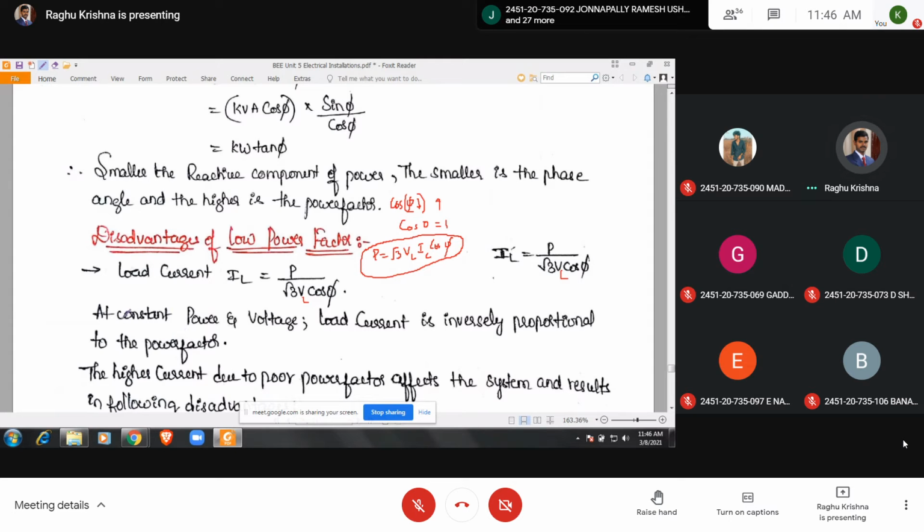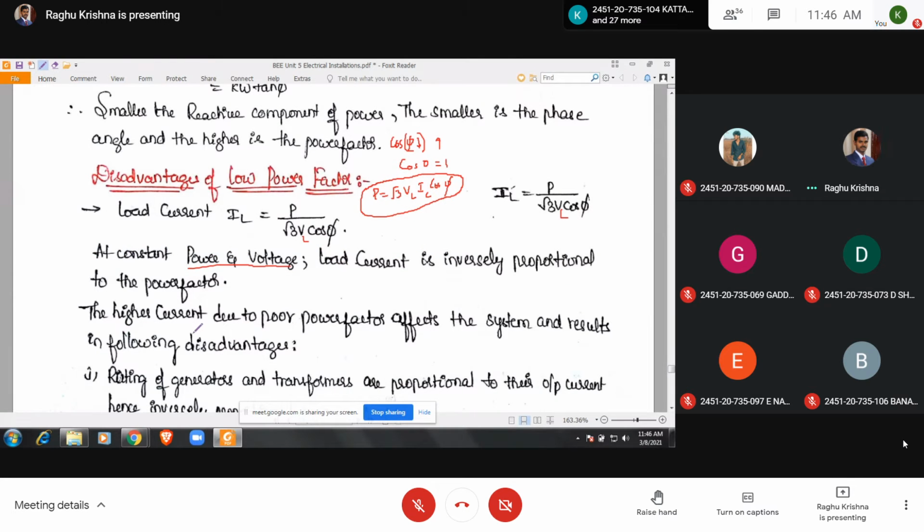At constant power and voltage, IL is inversely proportional to power factor. You can see here, if P and VL are constant, IL is inversely proportional to power factor. So if the power factor is less, if cos phi is less, what happens to IL? IL increases.